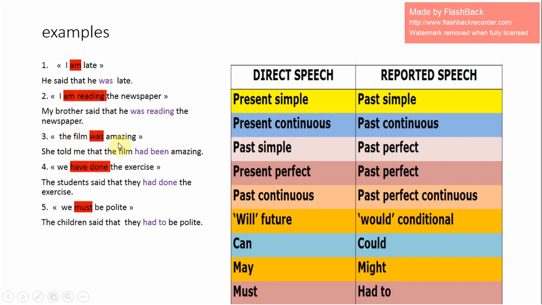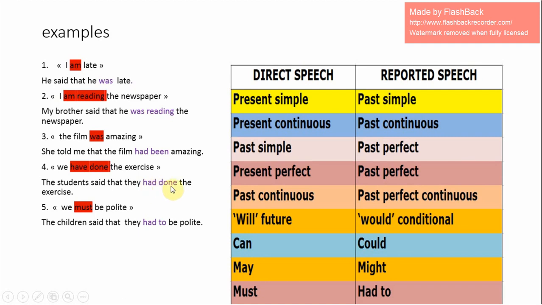The film was amazing. Was, simple past, turns into past perfect. She told me that the film had been amazing. The verb to be in past perfect. Here the verb to be in simple past turns into past perfect. We have done the exercise. Have done. This is the verb to do. The verb to do in present perfect. And present perfect turns into past perfect. So had done.